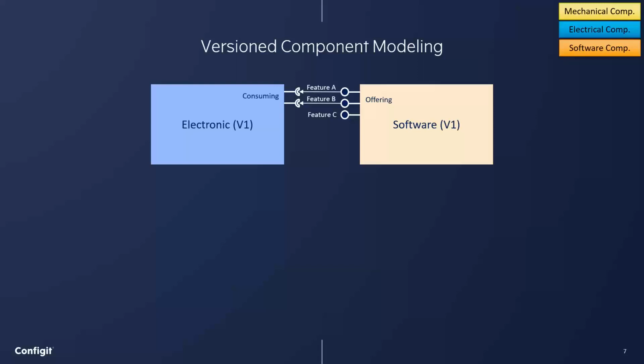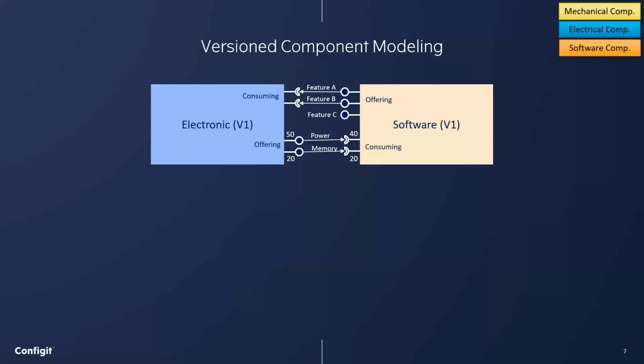So we see here the software offering features A, B, and C. And we can see the electronic consuming feature A and feature B. And the other way around, the electronic offers certain functionalities, in this case, the power of 50 and the memory of 20. And the software consumes these, so it requires 40 of power and 20 of memory. So they are compatible, they work together, and we have defined the interface between these components.